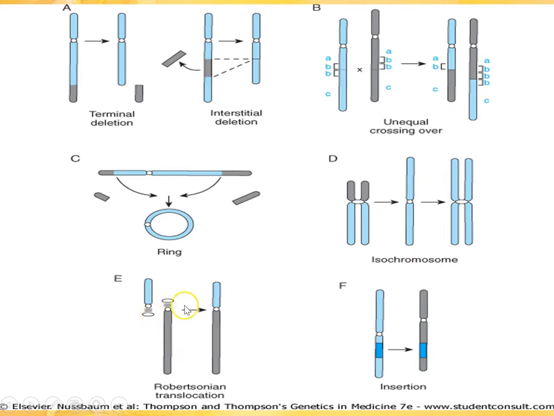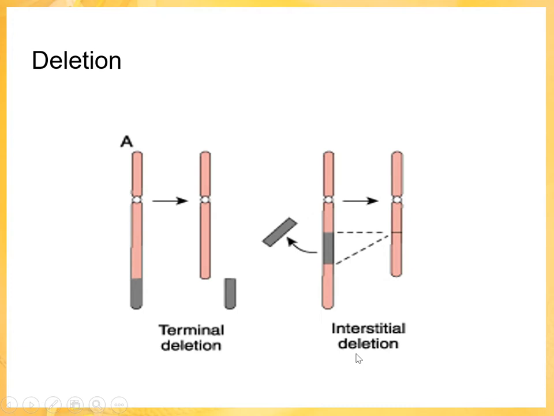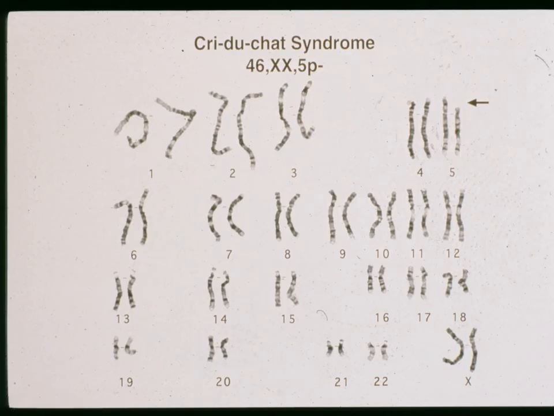Robertsonian translocation is a translocation between two acrocentric chromosomes, and insertion is the insertion of one chromosome's material into another. So here we have terminal deletion, when material is lost at the end of the chromosome. Interstitial is in the middle. Interstitial deletions we used to think were very rare, but now that we're using new modalities, which we'll get into in the future, like microarray, we realize they're probably far more common than we realized.